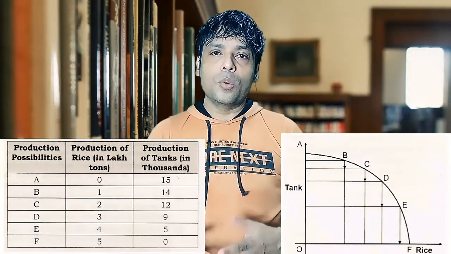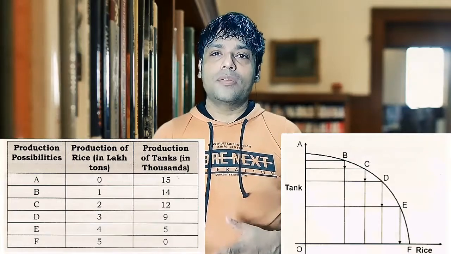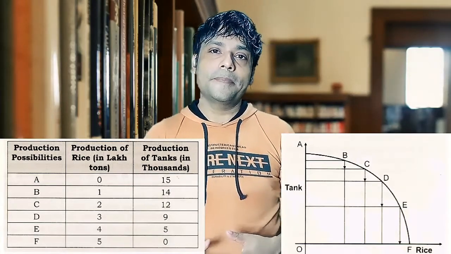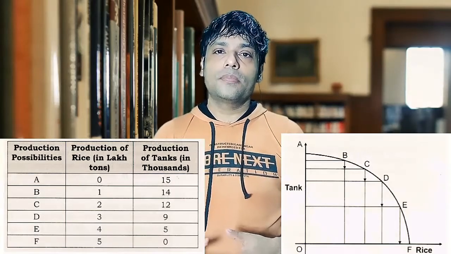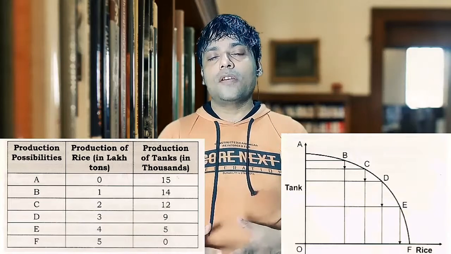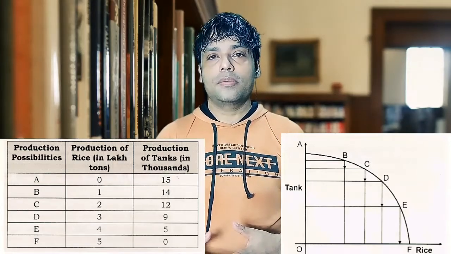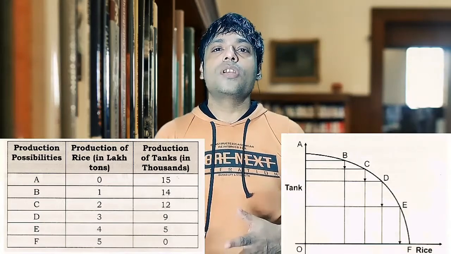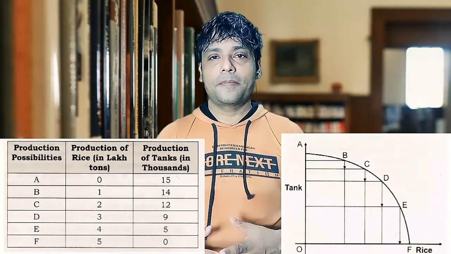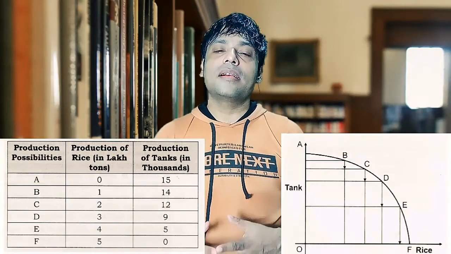As you can see, we have measured tanks on the vertical axis, whereas we have measured rice on the horizontal axis or the x-axis. If the economy takes the decision to use all its resources in the production of tanks, OA quantity of tanks can be produced, but rice not at all can be produced. On the other hand, if resources are devoted exclusively to the production of rice, OF amount of rice will be produced, but no tank can be manufactured.